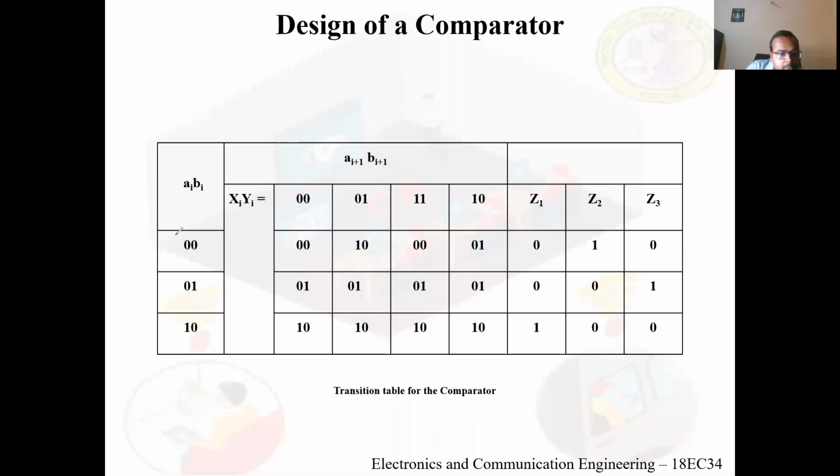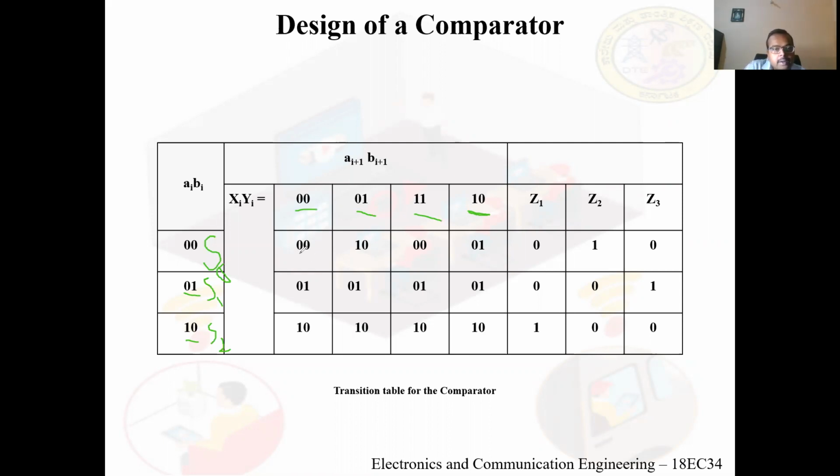Now, this is S0, this is S1 and this is S2 here. AI, BI is 0, 0. AI, BI is 0, 1. AI, BI is 1, 0 here. Now, looking at the state table, we replace the S0, S1 and S2 states with 0, 0, 0, 1 and 1, 0 respectively. Now, for the inputs 0, 0, 0, 1, 1, 1 and 1, 0, we've written the next state in the state table. Now we replace the states with these values.